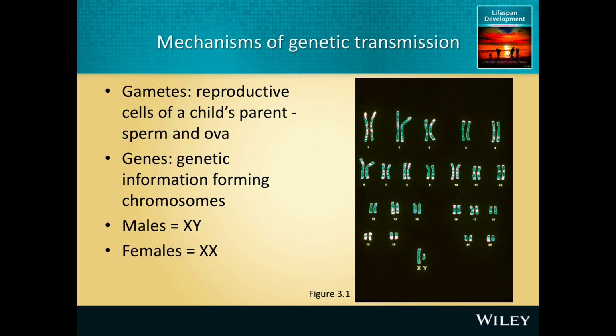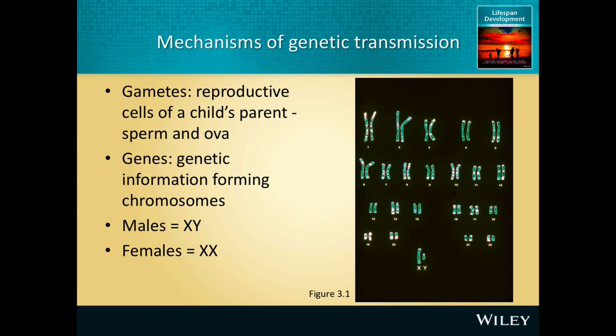The sperm and the egg cells contain genetic information in molecular structures, and these are called genes, which in fact form threads called chromosomes. And the chromosomes contain the genetic material that you as a child inherit from your parents. Each human sperm or egg contains 23 chromosomes. All other cells of the body contain 46 chromosomes.